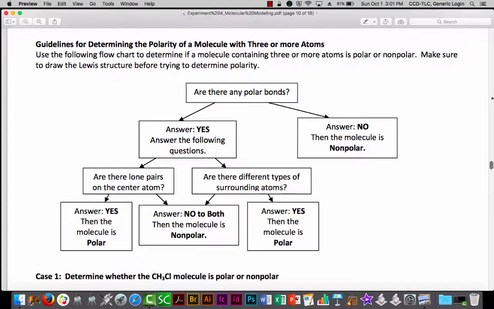So first you want to draw the Lewis structure before you try to determine polarity. The first question you ask yourself is, are there any polar bonds? If the answer is no, then the molecule is nonpolar. If the answer is yes, then we need to answer the following questions. Are there lone pairs on the center atom? If the answer is yes, then the molecule is polar. Are there different types of surrounding atoms? If the answer is yes, then the molecule is polar. If the answer is no to both, so there are no lone pairs on the central atom and there are not different types of surrounding atoms, then the molecule is nonpolar.